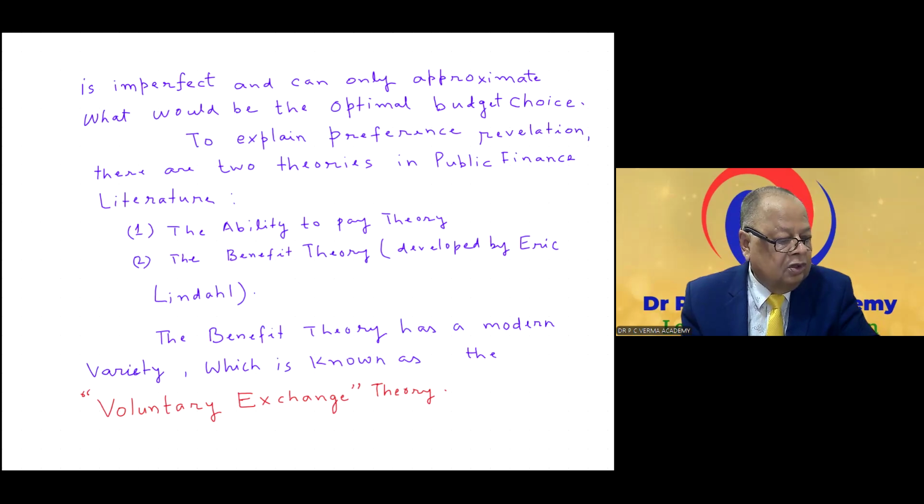To serve as an effective mechanism of preference revelation, voting process on tax and expenditure decisions could be taken. Voters are confronted with a choice among budget proposals which carry a price tag in terms of their own tax contribution. However, the political mechanism is imperfect and can only approximate what would be the optimal budget choice. To explain the preference revelation, there are two theories in public finance literature.